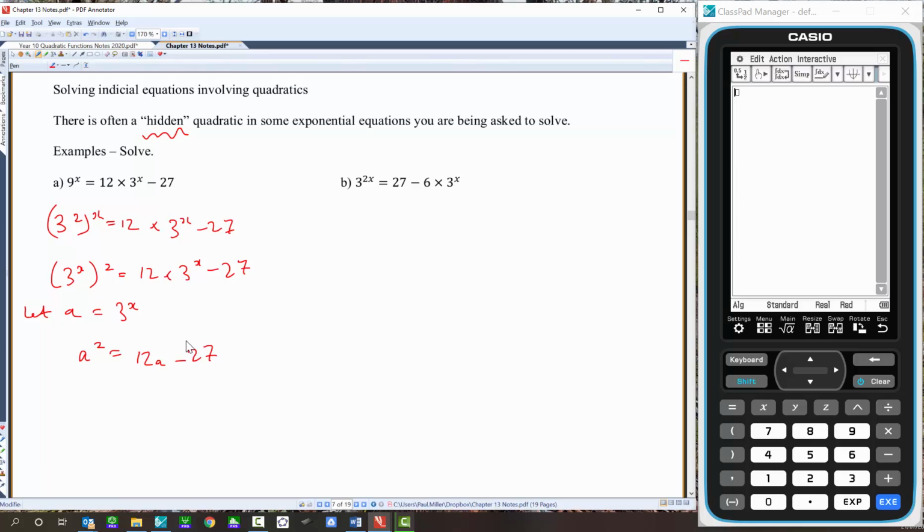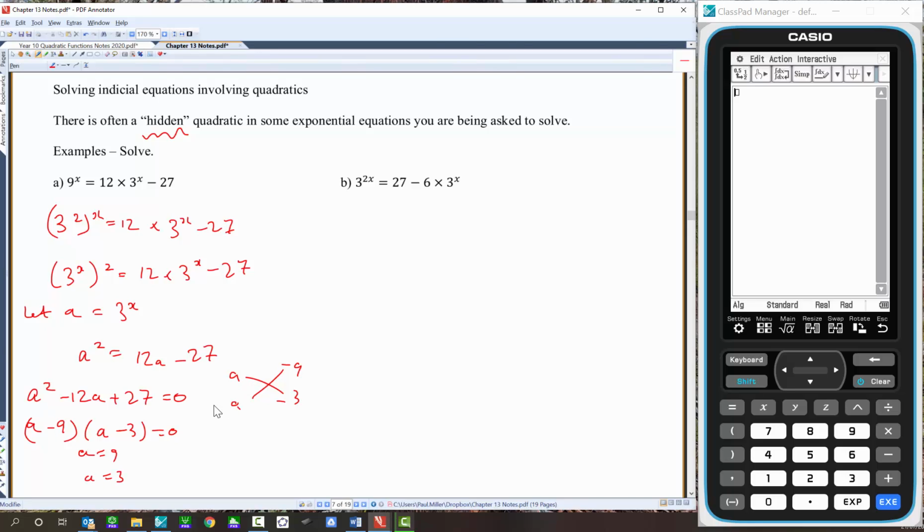Hello, that's a trinomial. So to solve the trinomial, I'm going to pull everything over to the left-hand side. A squared take 12a plus 27 equals 0. Now I'm going to solve this using my known methods. So I've got 9 and 3, both negative. A take 9, a take 3 equals 0, a equals 9, a equals 3.